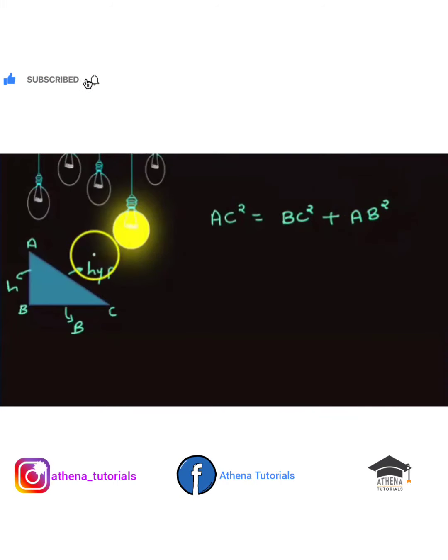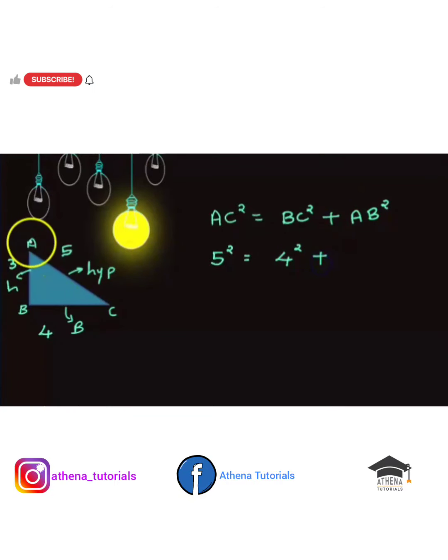Let's try to prove this. Let AC be 5 cm, and AB be 3 and BC be 4. We need to prove the LHS is equal to RHS. What is AC square? AC is 5, so it will be 5 square. BC is 4, so it will be 4 square, plus AB is 3, so it will be 3 square.